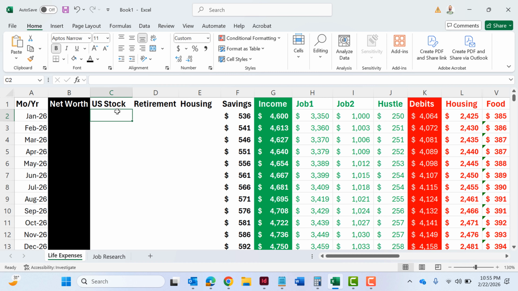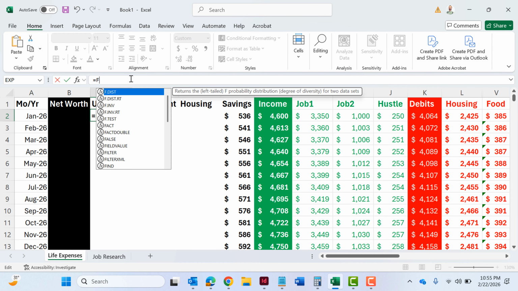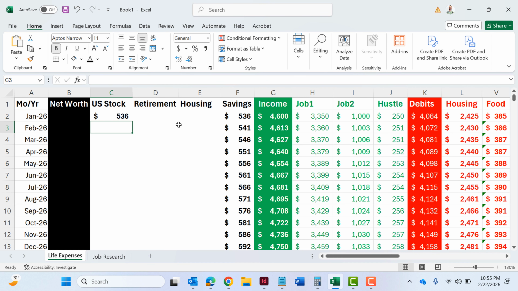We can say that let's put in January 2026 our leftover, our savings of income minus debt, and that would be $536. So we can say that our stock market in January 2026 is equal to F2 if we just put it all in there. But here's where it gets interesting. How do we calculate the next month? This is pretty awesome. We say February 2026 stock is equal to last month, or C2, times 10% interest or accrued savings, or how much you're making on your stock, divided by 12.